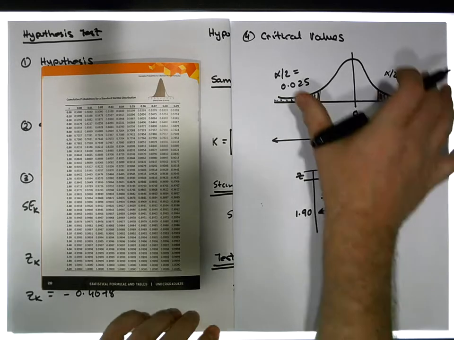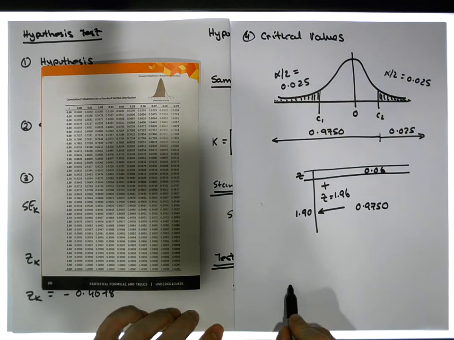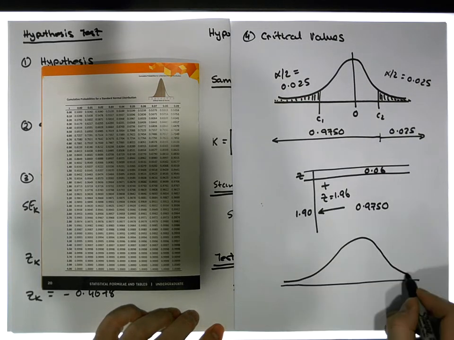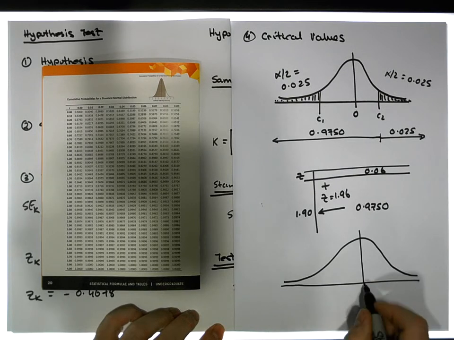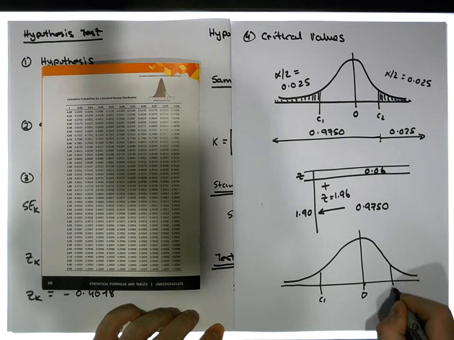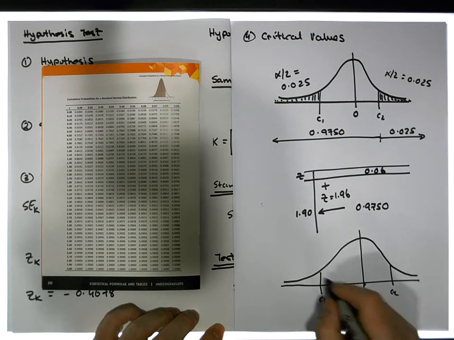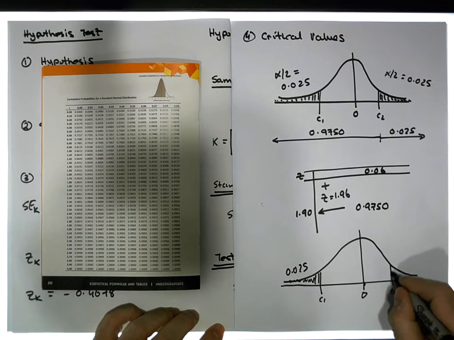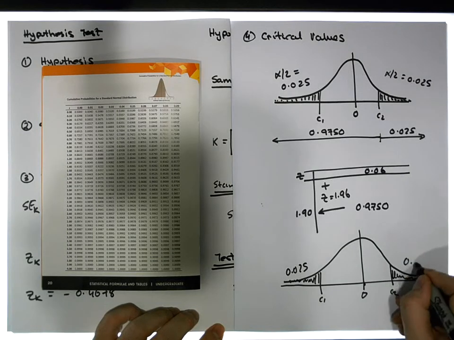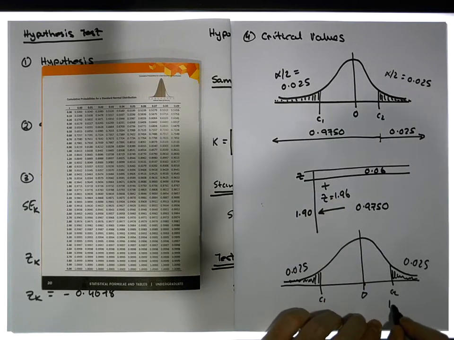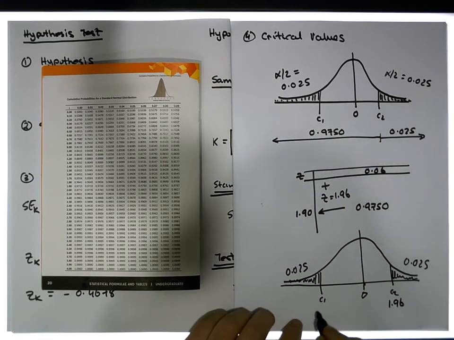So let's just rehash this once more. Let's just draw our curve again. So we have our curve, looks something like this, centered on 0. Our critical values are C1 and C2. The area in here is 0.025 and the area over here is 0.025. This critical value over here is 1.96. This one over here, through symmetry, is minus 1.96.